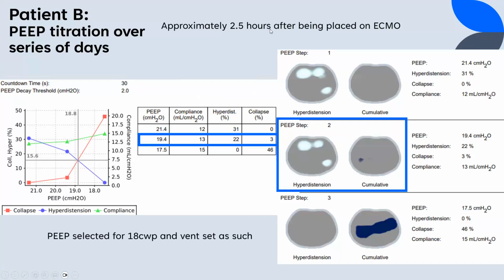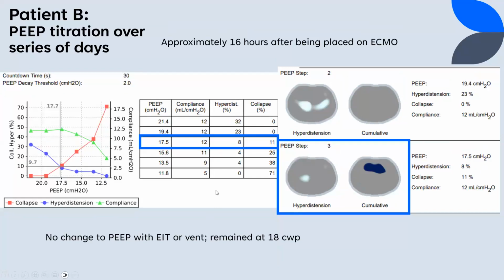This was approximately 2.5 hours after being placed on ECMO. And surprisingly, really not a lot of change. We again saw that there wasn't a need to change our PEEP from where it was, but I do want to highlight this. Look at how much collapse there would have been if we would have gone down to a PEEP of about 16. You can see that in the numbers from our quantitative data set, and you can see that in the imaging here, how much our lungs collapse as we reduce PEEP on this patient.